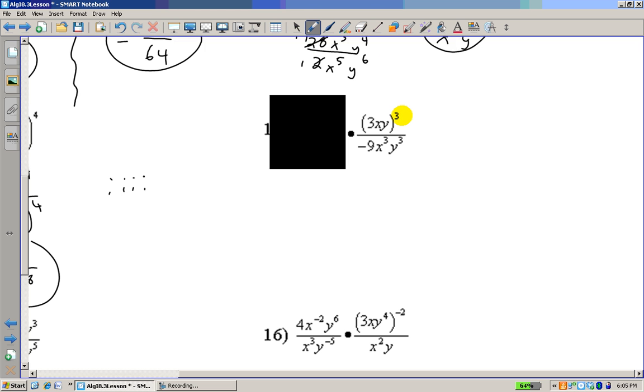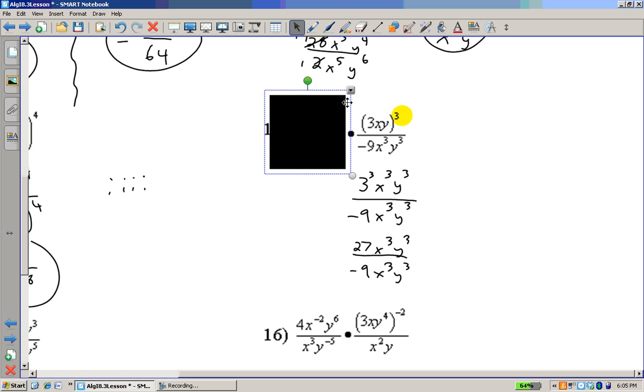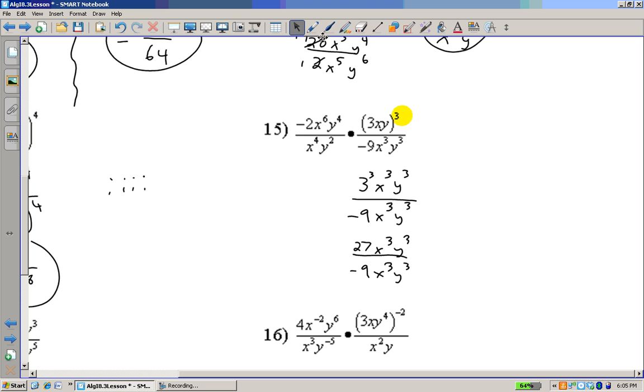So 3 to the third, oops, wrong pen. 3 to the third, x to the third, y to the third. All of this. I'm not even going to worry about this yet. I'm just going to work on this. 3 to the third, that's 3 times 3 is 9, times 3 is 27. X to the third, y to the third, over negative 9, x to the third, y to the third. So this is at least to a point where it's manageable. So I'm going to bring this back. We're just going to bring this down.